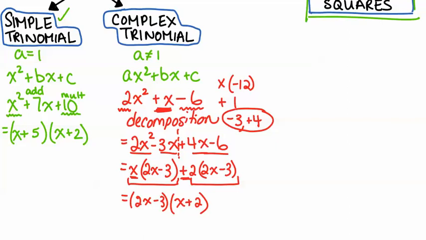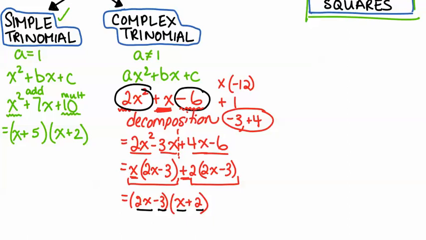So things to notice are 2x times x ends up giving us our 2x squared term. Negative 3 times 2 gives us our minus 6. And when you expand this out, you end up with the plus 1 in the middle. So you don't have to use this decomposition method to find the final answer, but it is a strategy to factor it.